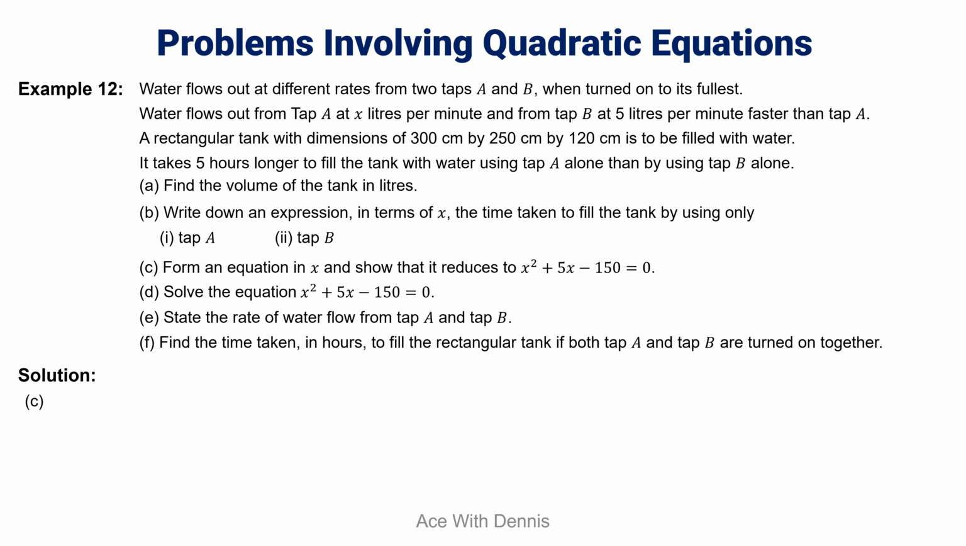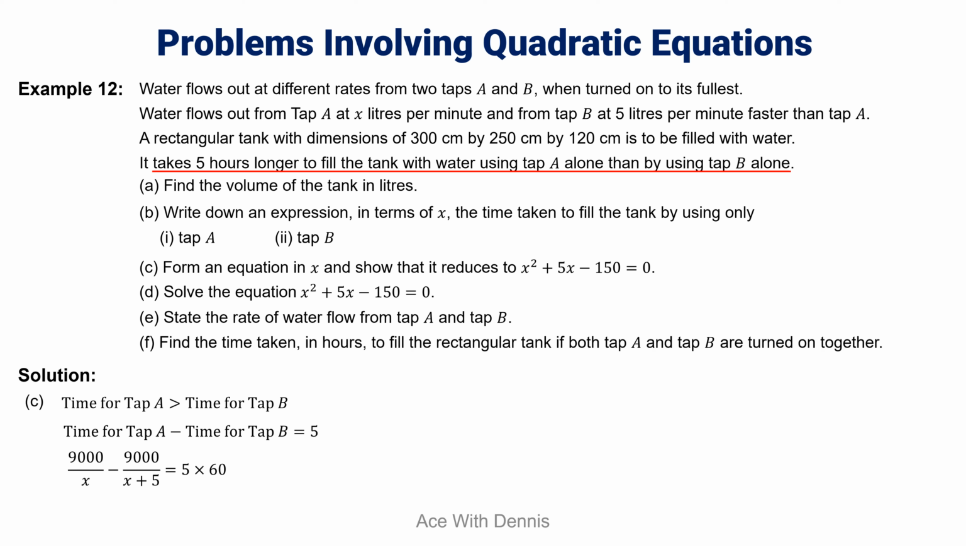Next, for C, the question says that it takes 5 hours longer to fill the tank with water using tap A alone than by using tap B alone. So from this sentence, we know the time for tap A will be greater than the time for tap B. So the difference, which is time for tap A minus time for tap B, will be equal to 5. Then we substitute the expressions that we have formed for the time for tap A and tap B respectively. So which is 9000 over x, then minus 9000 over x plus 5 equals 5 times 60 because we want to change it into minutes.